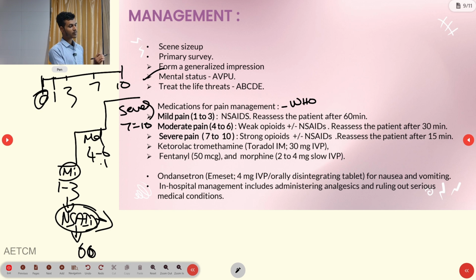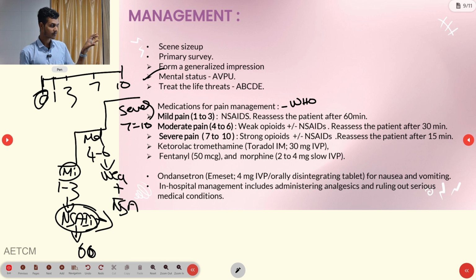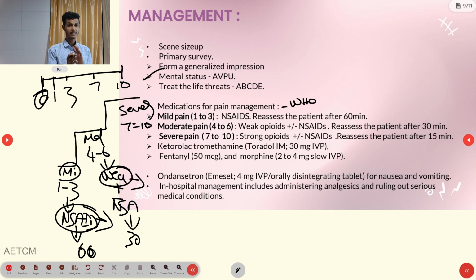Coming to moderate pain, if the person is falling under 4 to 6, there we can give weak opioids plus or minus NSAIDs, or means weak opioid with or without NSAID. That is the treatment for moderate pain. Weak opioid means we have tramadol. With or without NSAID we can give the weak opiates. Once after 30 minutes, we have to reassess the case.